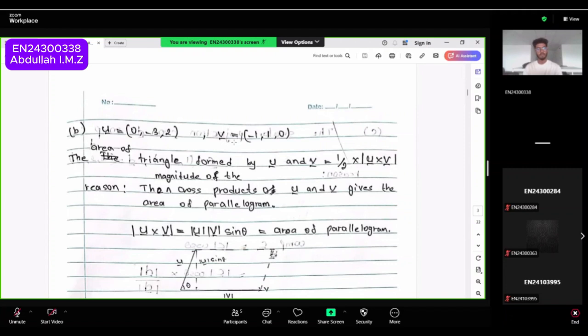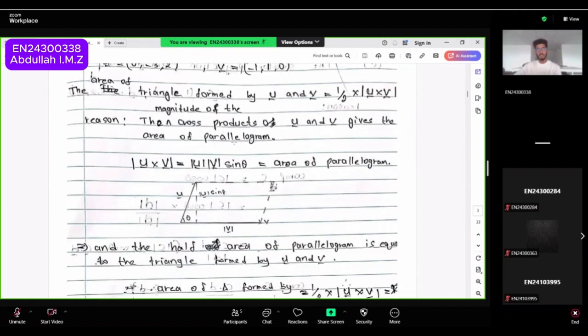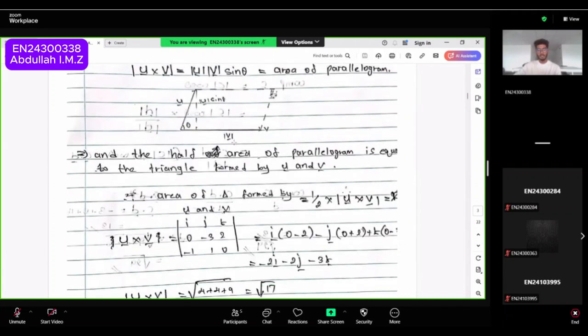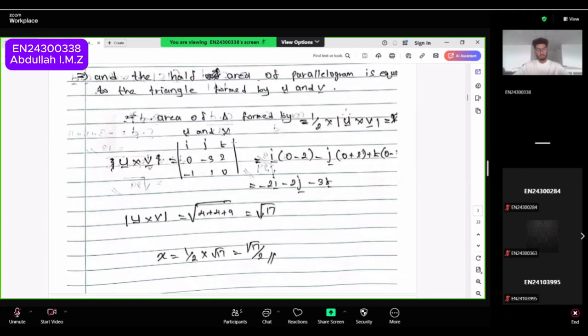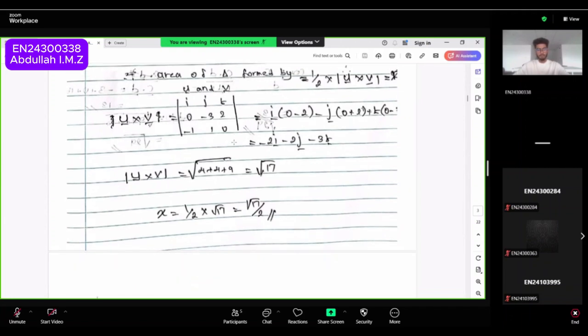In question 2, we have to find the area of the triangle formed by vectors u and v. We can get the area of the parallelogram from the cross product of vectors u and v, and after that we can multiply by half, and we get the triangle. So here is the cross product of vectors u and v, that is equal to minus 2i minus 2j minus 3k, and the magnitude of the cross product is equal to root 17, and the area of the triangle formed by the vectors u and v is equal to root 17 by 2.